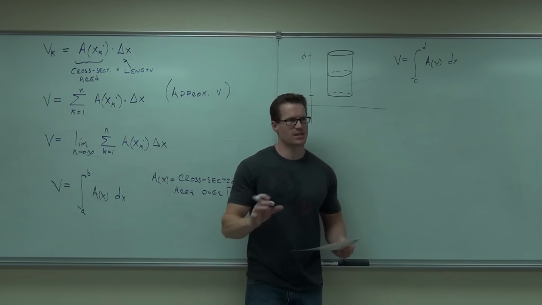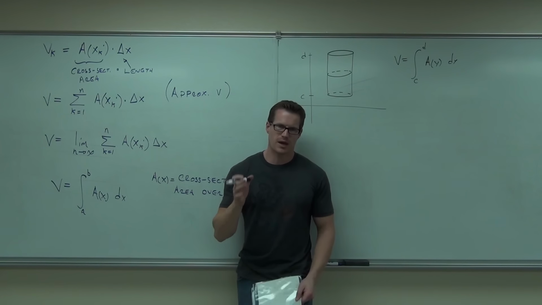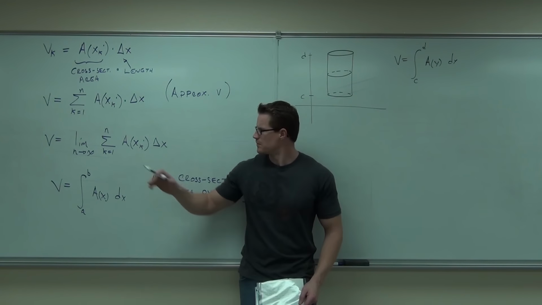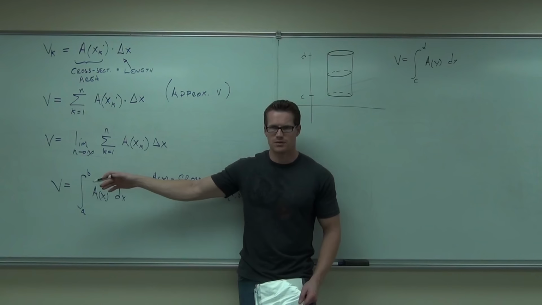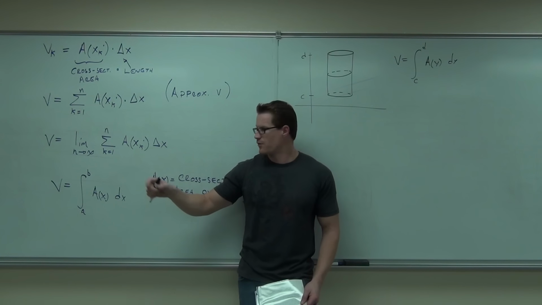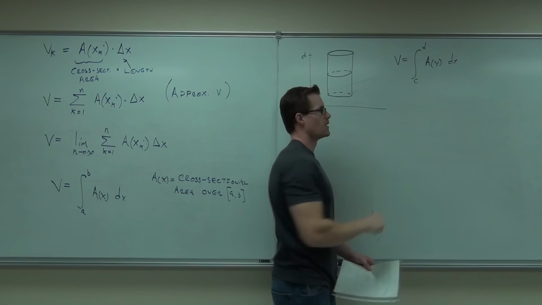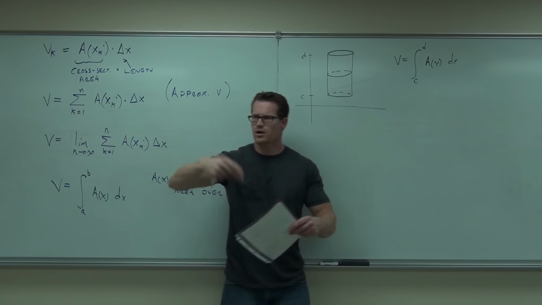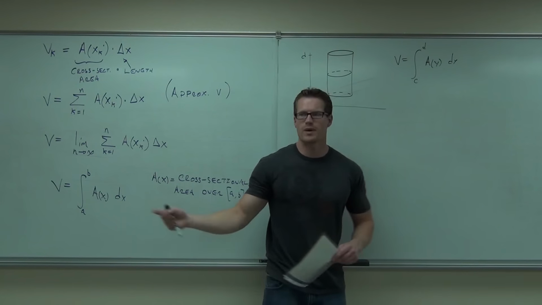So basically what this says in English is the volume of a solid is found by integrating the cross-sectional area from A to B. That's what that says in English. The volume is found by integrating the cross-sectional area, the area of the cross-section of a three-dimensional space, from C to D in this case, or from A to B.